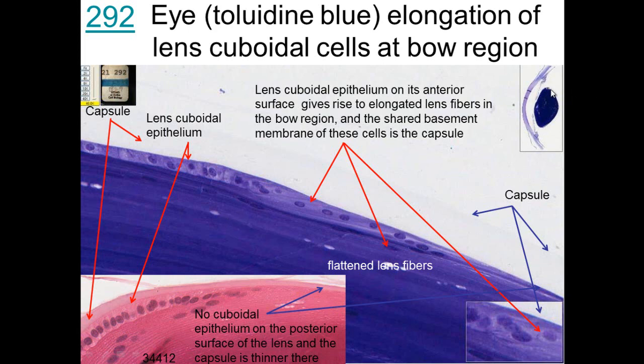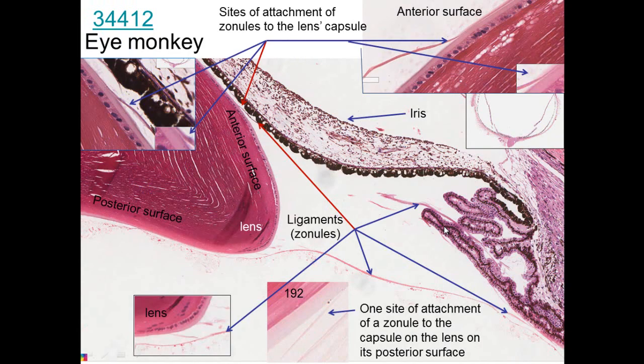Right in the bow region, right where it turns like a bow and arrow, these little cube cells, which you see here and here, give rise to the lens fibers. You can see where the cells are elongated, and they become the lens fibers themselves. And so the lens fibers run like this, straight down, which is the path the light goes. And here we can see the capsule. You can see just a little bit of it, very thick in through there.